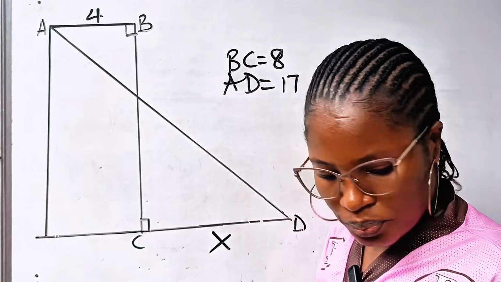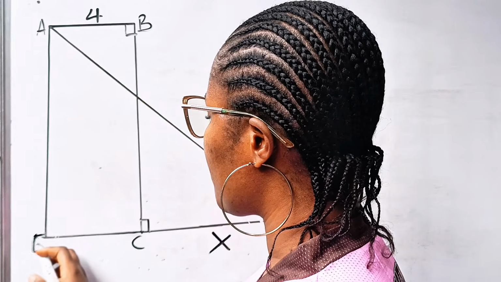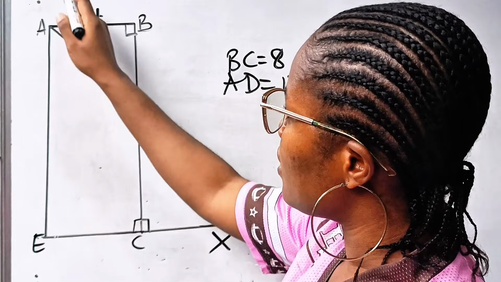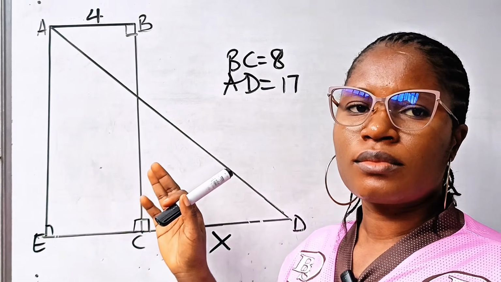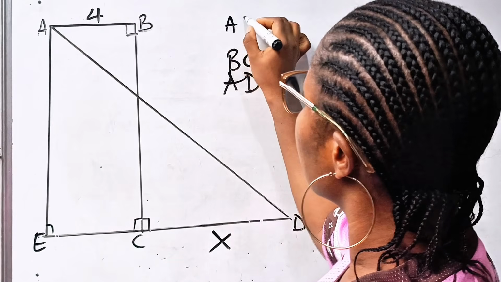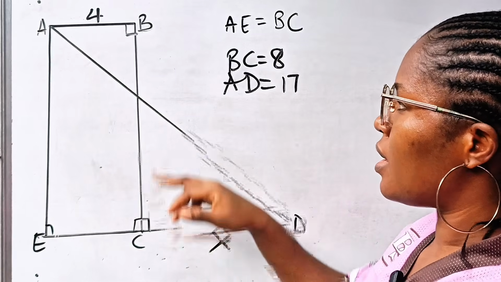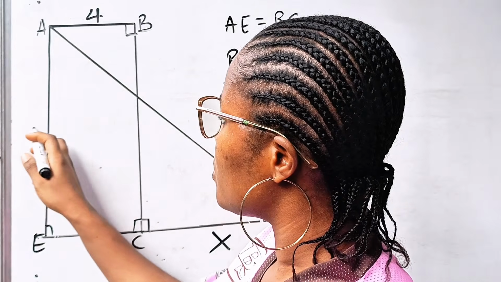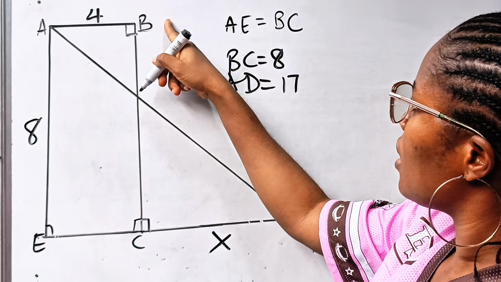Having done that, let's call this point E. This is a right angle, this is a right angle, this is a straight line, and this is a right angle. So this is actually a rectangle. As a result, AE must be equal to BC. And remember that BC is 8. Therefore, AE should be 8 as well. So here is 8. Now, similarly, AB is 4.